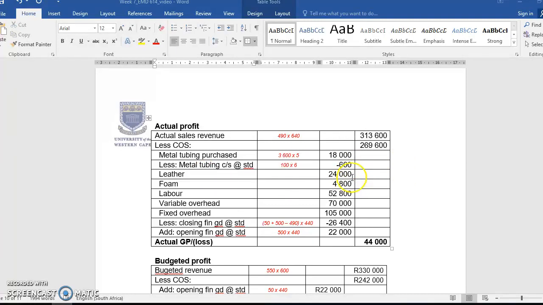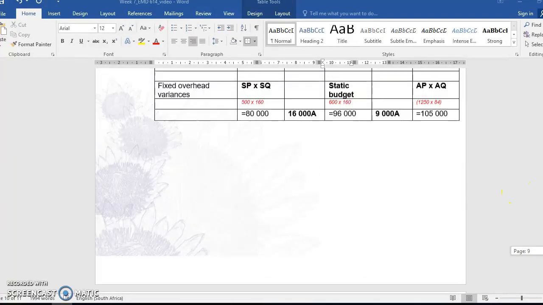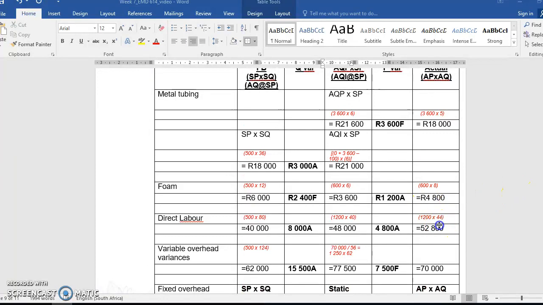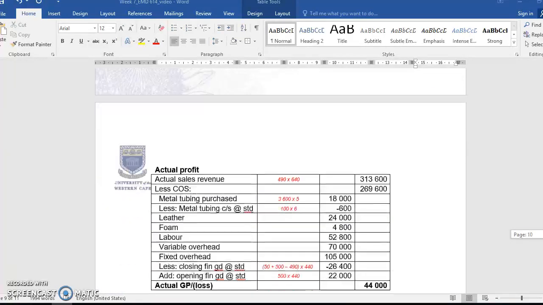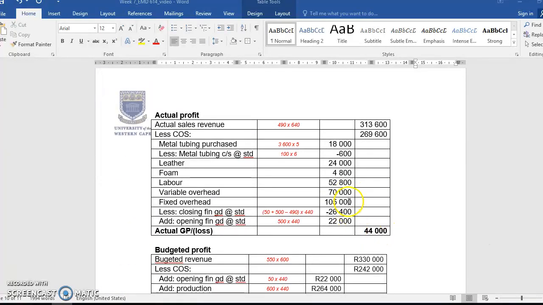Then leather, the actual leather purchase was 24,000, which was given. Foam was 4,800, which is also just from this actual column from the table. Direct labor is 52,800. Variable overheads is 70,000, and fixed overheads is 105,000. So all of those actual costs get inputted in the calculation of cost of sales.